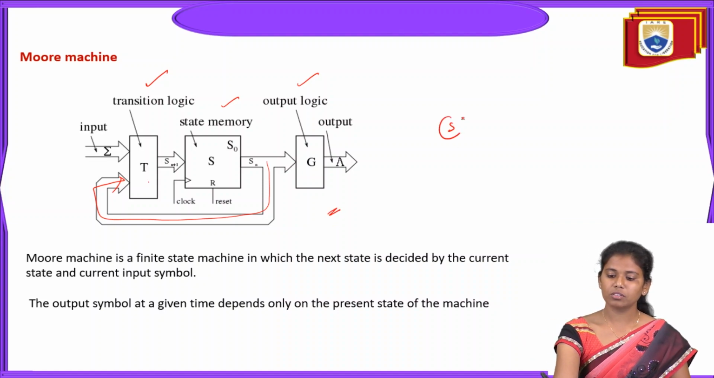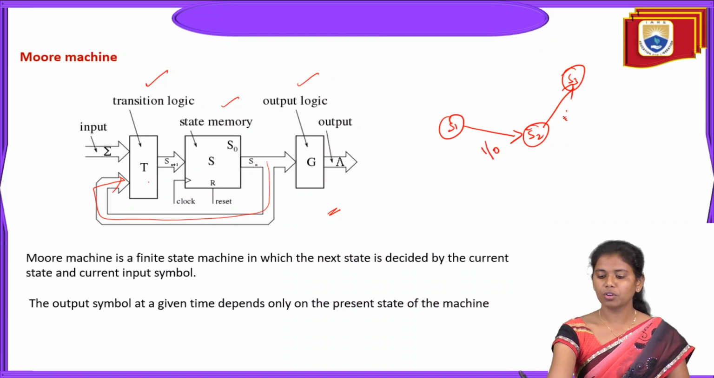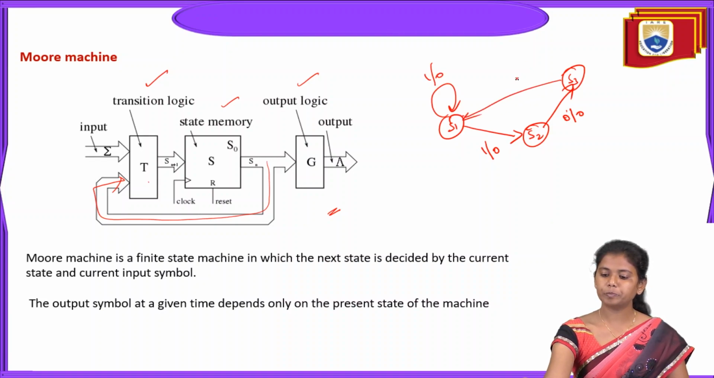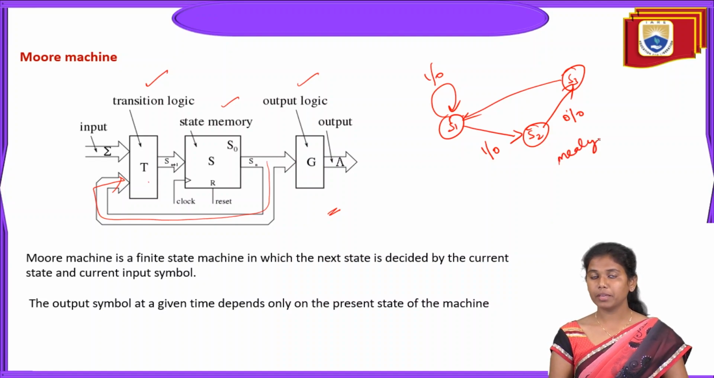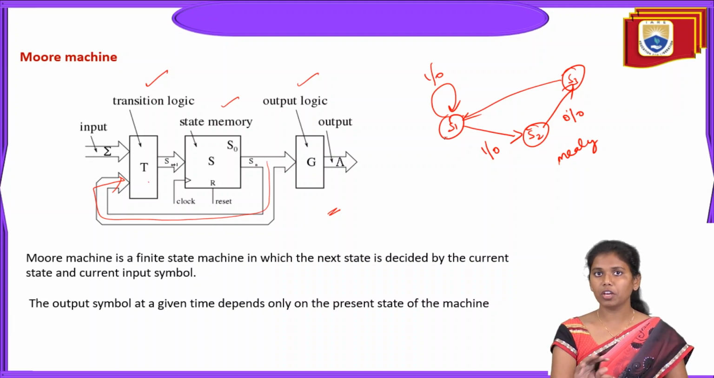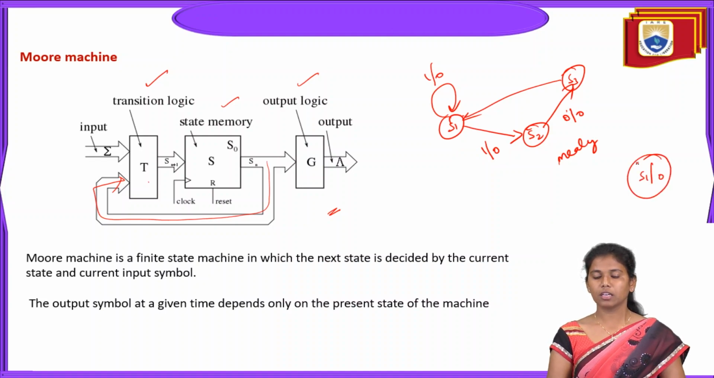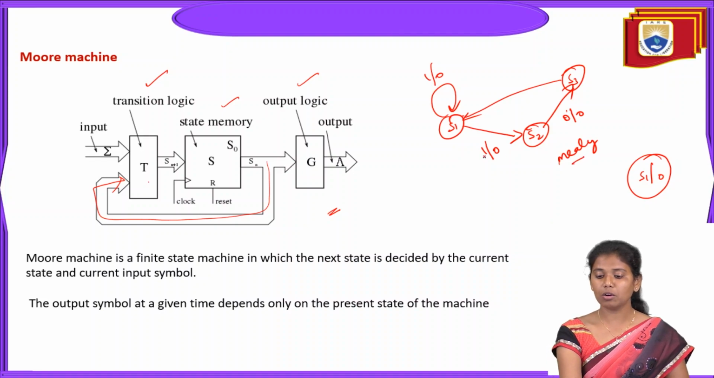Likewise, S0, S2 and S3. These are the direction lines: 1/0, 0/0, and sometimes 0/1. So this is purely, how can I say, a Mealy machine. Why a Mealy machine? Because here in the states we are not mentioning any output. In the Moore machine, we mention the output itself in the state, along with the state. So here it is a Mealy machine. This is how the transition takes place from S1 to S2 based on the input.